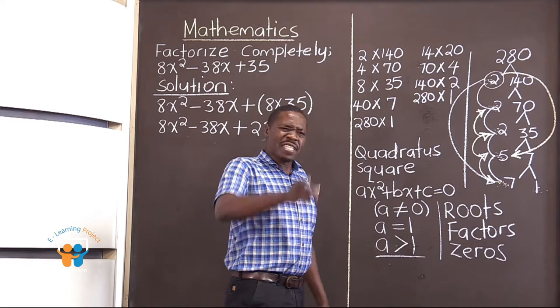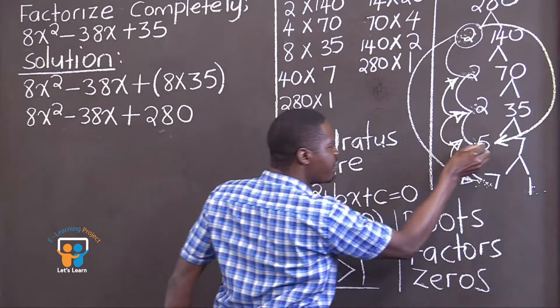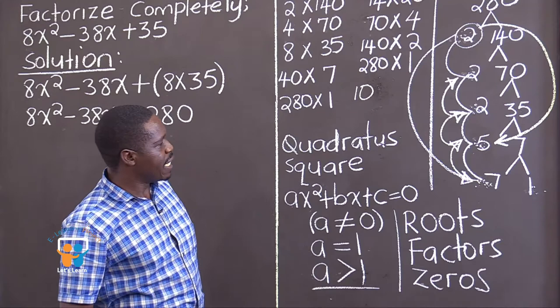But no, we should not give up. A two times a five, we get a 10. If it is a 10, let us see the rest. A 2 and a 5 is a 10.